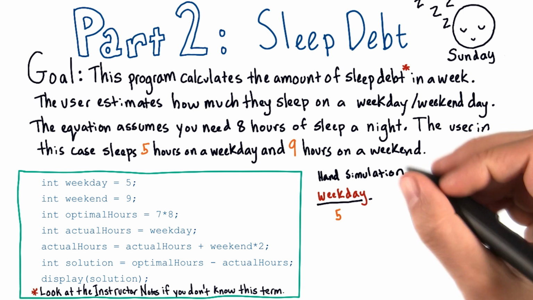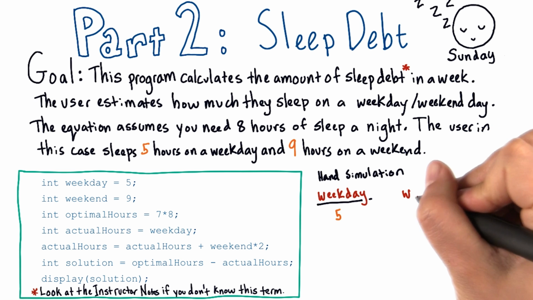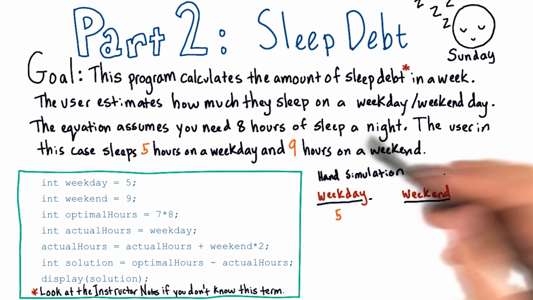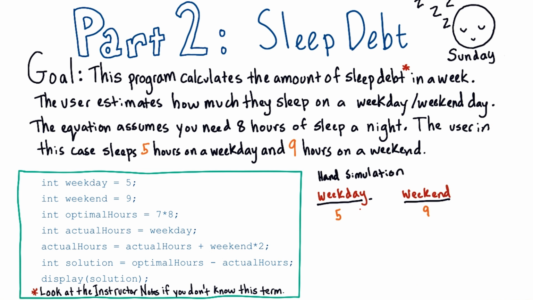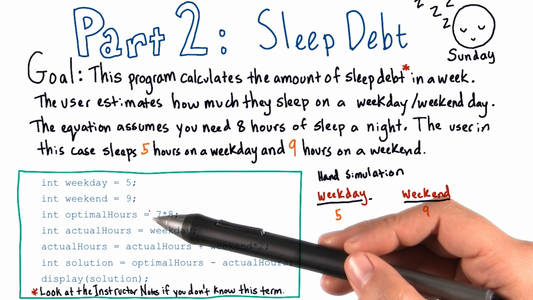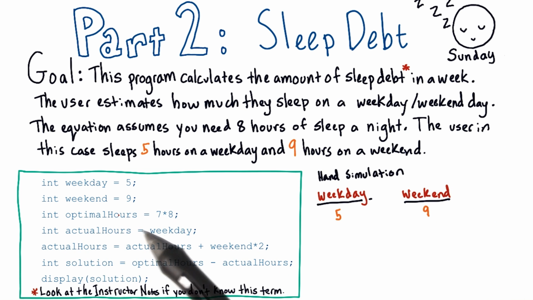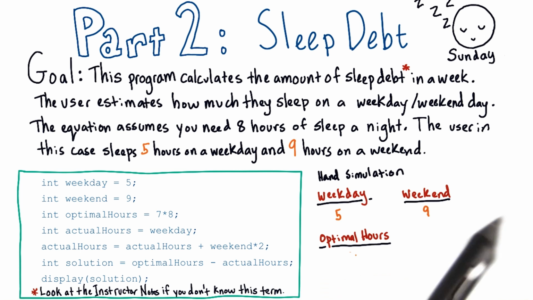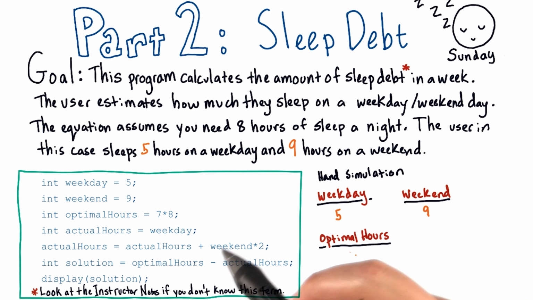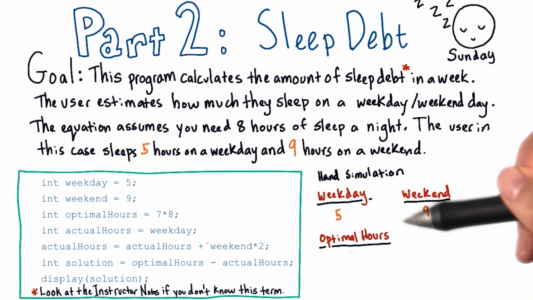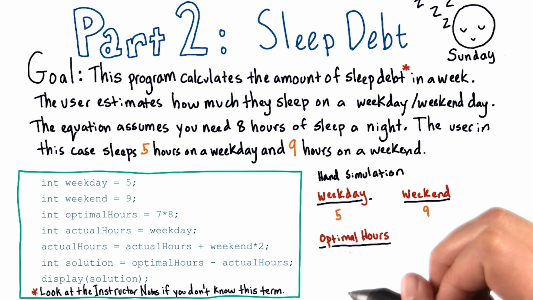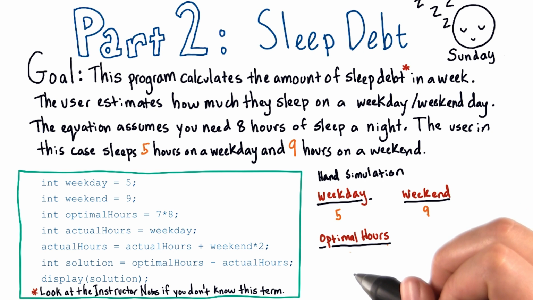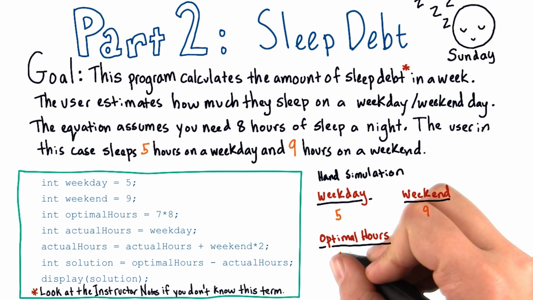We have a variable called weekend, so I'm going to write that out. And the value of that variable is 9. Okay, so that's looking good. So I'm going to move on to the next line, which is a declaration and instantiation of the variable optimal hours, so I'll do the same thing. Okay, so I'm not going to write the value 7 times 8. I'm actually going to calculate that out because that's what gets stored in optimal hours. So with a little bit of mental math, 7 times 8 is 56.